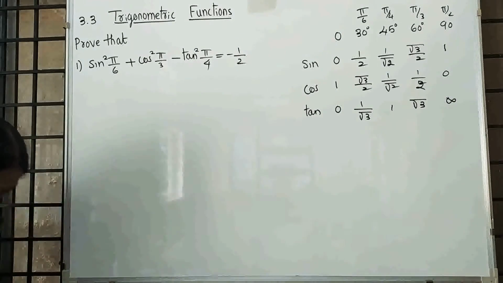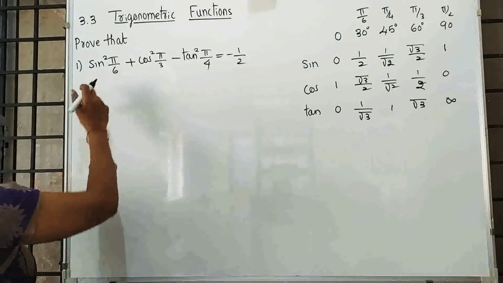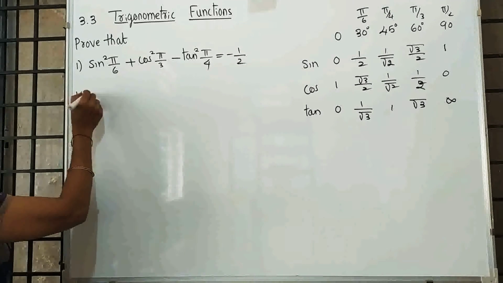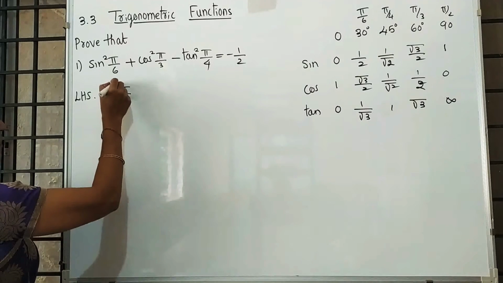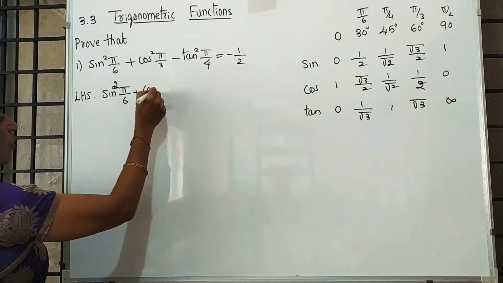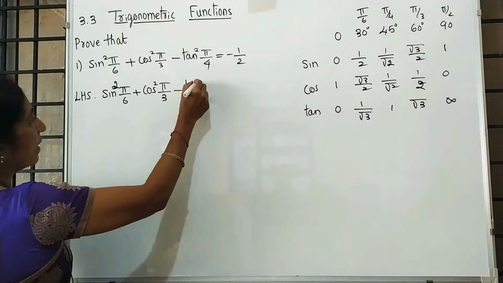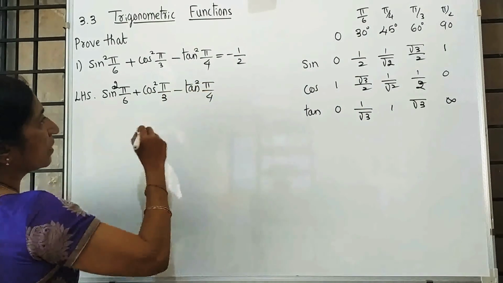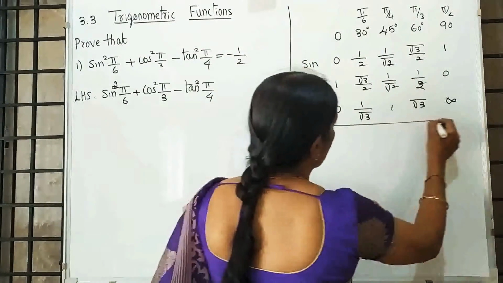So here, first write on the left side: sin square pi by 6 plus cos square pi by 3 minus tan square pi by 4. See, this is for your reference. Don't mix this with the solution.